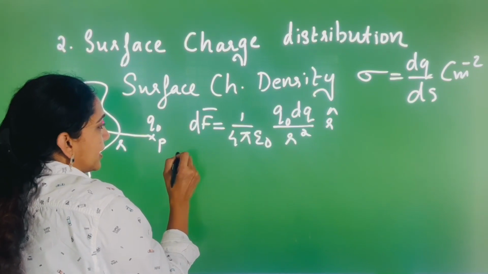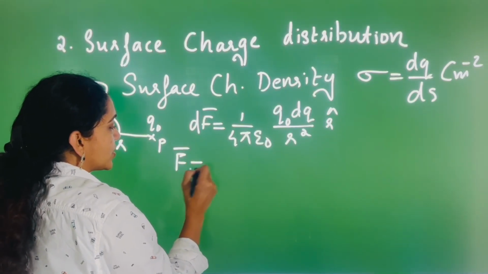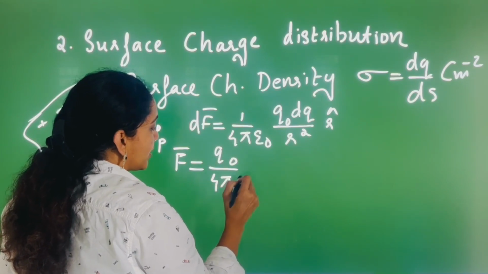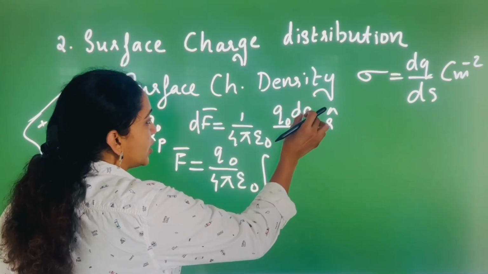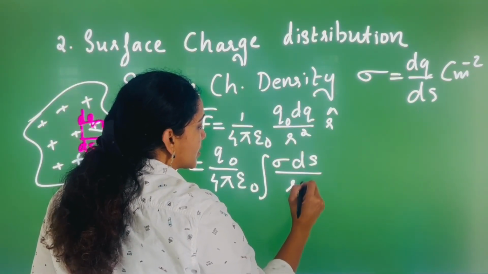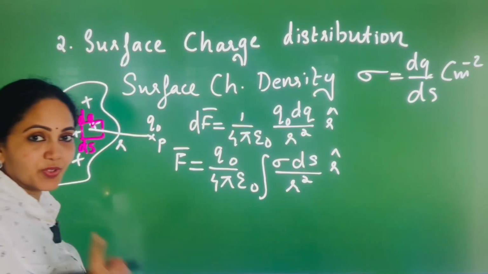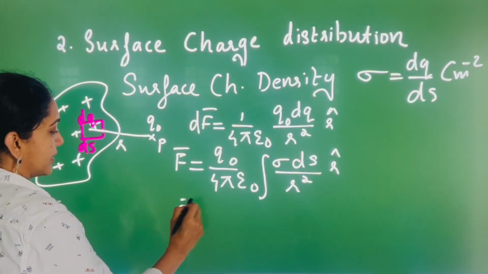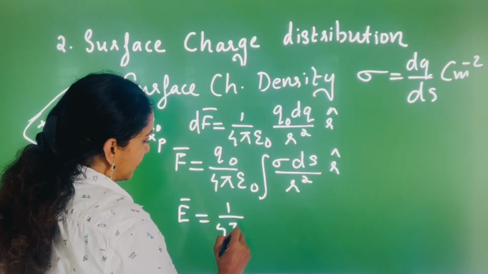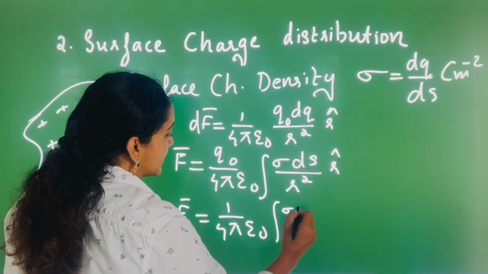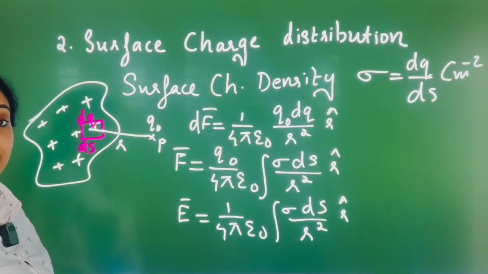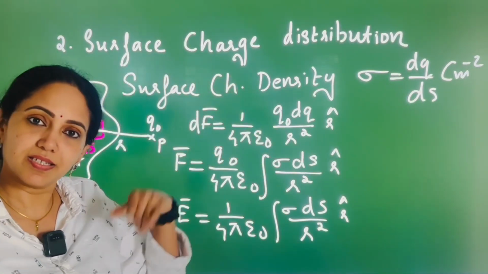So by integrating we get F is equal to, the constants can be taken outside from the integral, Q0 by 4 pi epsilon 0 integral dq can be written as sigma ds divided by r square unit vector r. Okay, then electric field can be written as F by Q0 അല്ലേ. So E is equal to 1 by 4 pi epsilon 0 integral sigma ds divided by r square unit vector r. This is in the case of surface charge distribution.